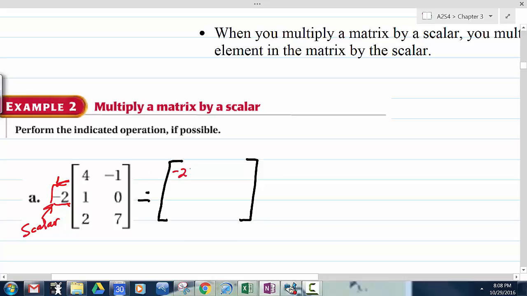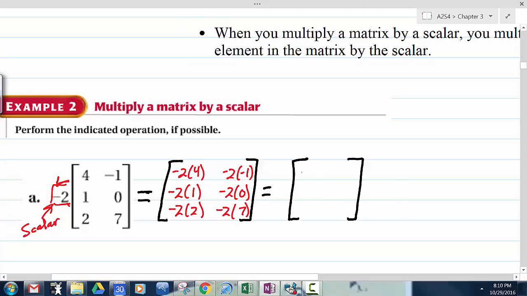-2, that's going to be -2 times 4. -2 times -1. -2 times 1. -2 times 0. -2 times 2. And -2 times 7. So once we do our math, then you know the new matrix is going to be -8, 2, -2, 0, -4, -14. So you can see how we do scalar multiplication and how we do adding matrices and subtracting matrices.